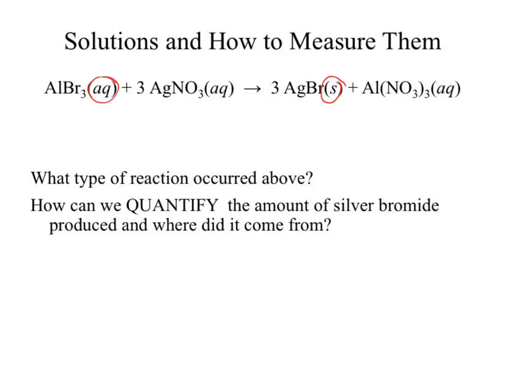That silver bromide came from our aluminum bromide reacting with silver nitrate. How much of that silver bromide should we have made? Well, that's going to depend on how much aluminum bromide and how much silver nitrate we started with. Well, how much did we start with? How are we going to measure those?